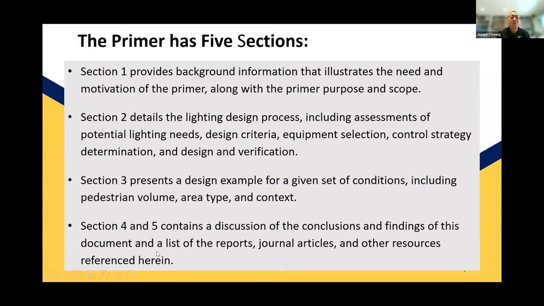The primer is divided into 5 sections. I'm not gonna go through that. Just in section 2, it highlights a design process, both as an overall and also geared specifically towards pedestrian safety. And then section 3 includes a design example that a safety practitioner can follow to look at a particular example, with a pedestrian crossing, transit stop and all that, and how designs are put together and selected from the available design criteria.